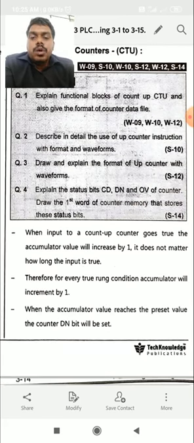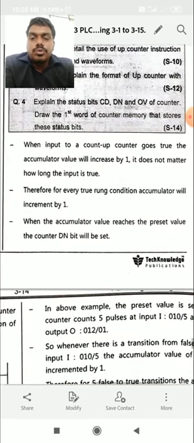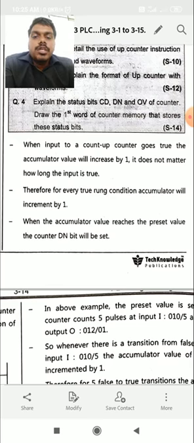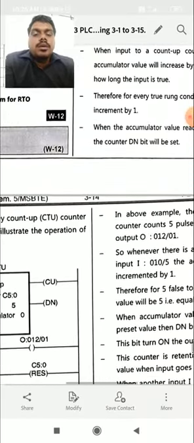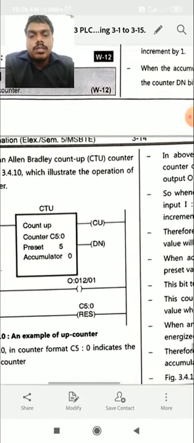When the input to the CTU goes true, the accumulator value increases by 1. It does not matter how long the input is true. Therefore, for every true rung condition, the accumulator increments by 1. Whenever the same rung becomes true again, the accumulator value will increase. When the accumulator value reaches the preset value, the counter DN bit will be set.